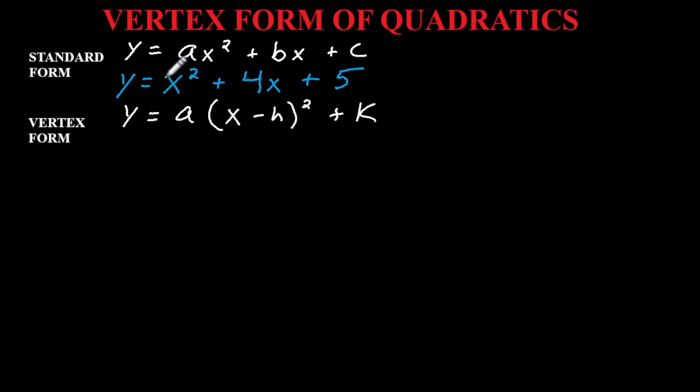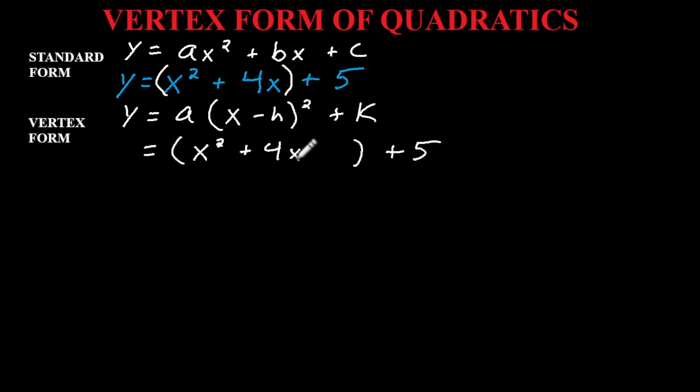And in this case, our a is a 1, so we're not going to do anything with that. But what I want to do is talk about this part over here. And in order to change to vertex form, I need to do something called completing the square. So first I rewrite on the next line the ax squared plus bx, and I expand it so that I can complete the square.